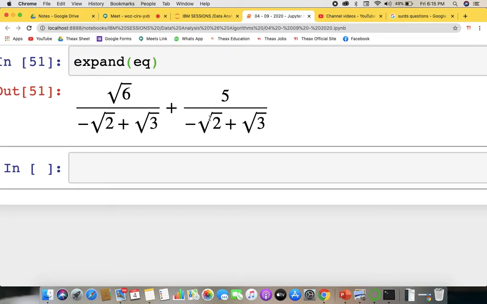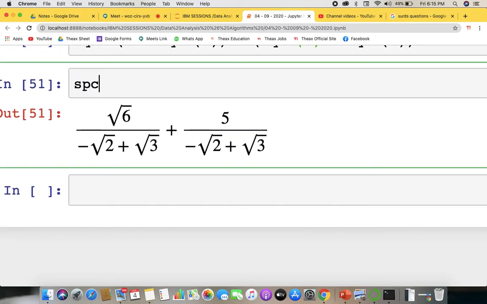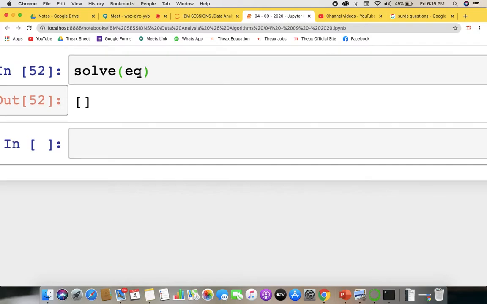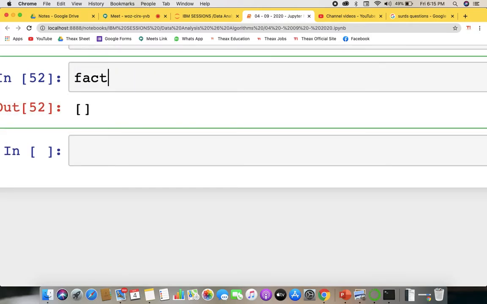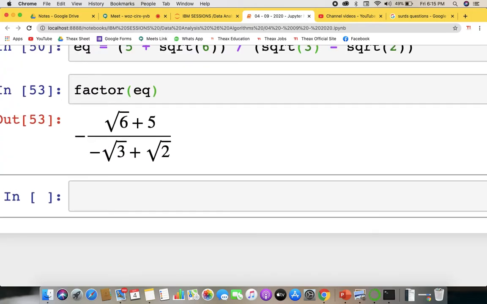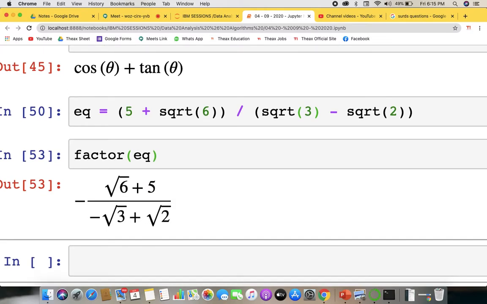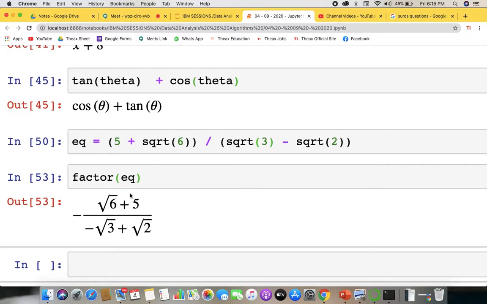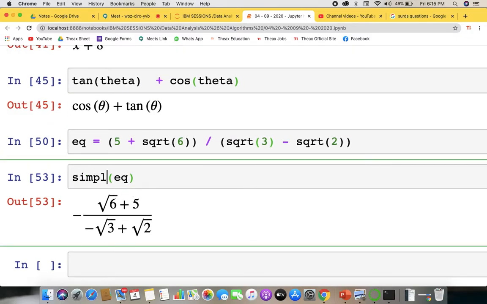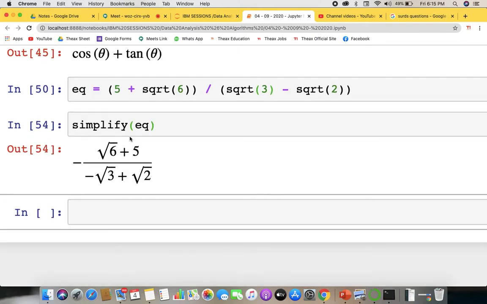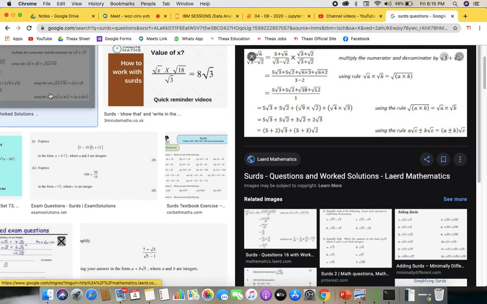Expanding the equation gives, solving the equation, let's see what comes. Yeah, we will not get any results. Is there any factorization of this equation? Minus of 5 plus root 6 by minus root 3 plus root 2. Cool, that is only required for rationalizing this. So simplify all the expressions, and that's the thing. That is needed for rationalizing; if any solving is required, we can go with that.